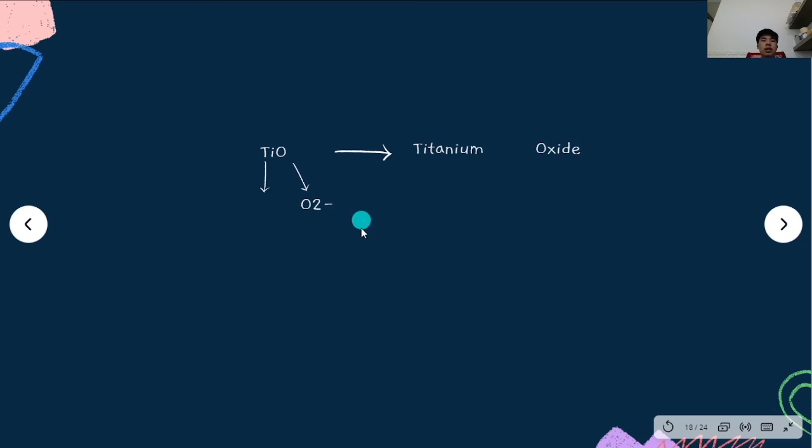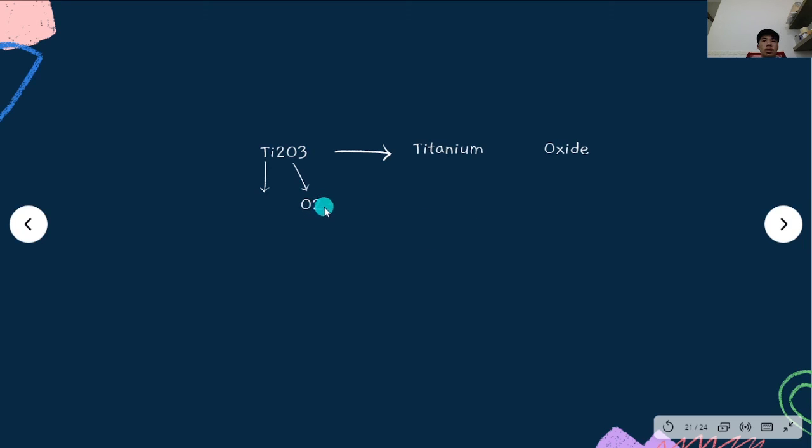So oxygen has a charge of 2-, so titanium has to have the same size of charge. So titanium has to be +2 to be balanced. So the whole TiO charge is 0 to be balanced. We know oxygen has a -2 charge, so titanium has a 2+ charge. Then the name will be titanium(II) oxide.